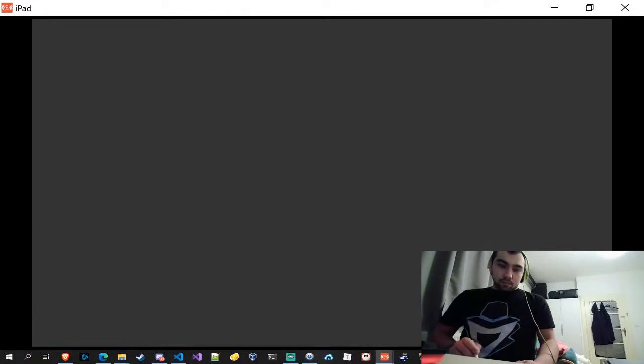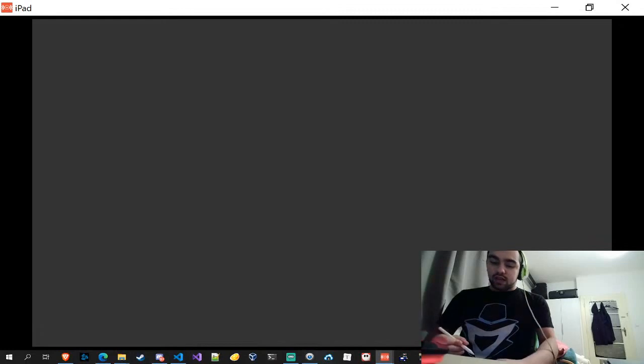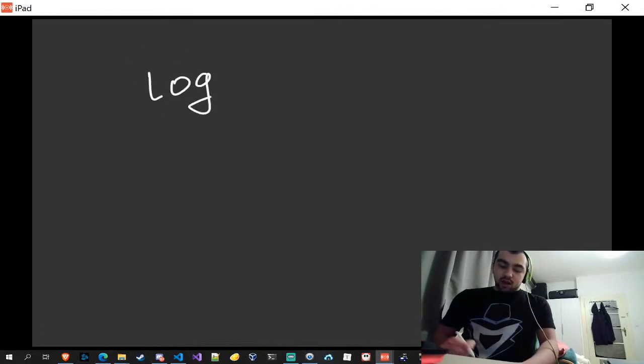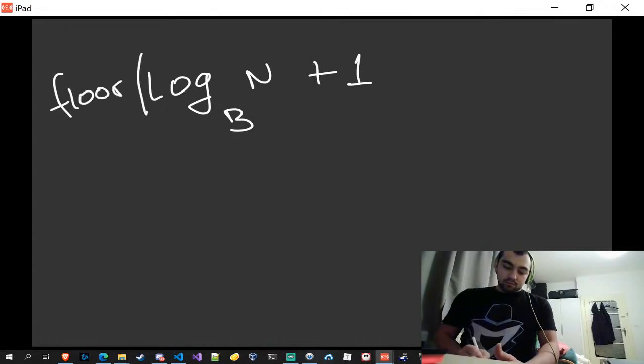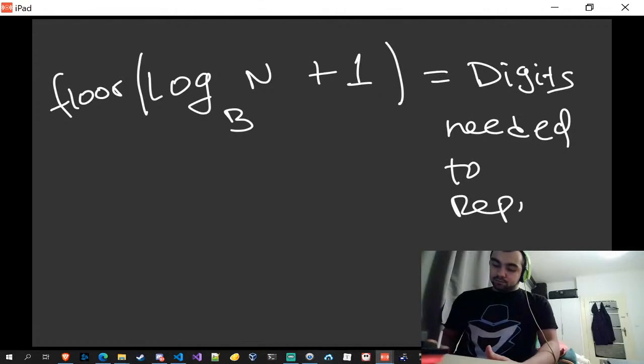So just to finish up, why was this logarithm important? Well, because now we can ask what the logarithm of any particular base is for a specific number, and we can add 1, and we can floor this. And this is going to be equal to the number of digits needed to represent it. What do I mean?